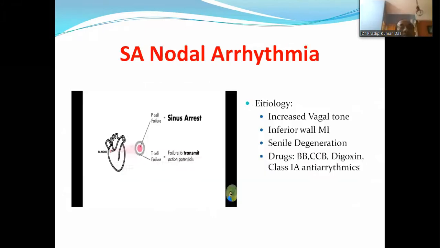We now move to the sinus nodal arrhythmia. As I told you, the P cell is in the center of the sinus node and the T cell is in the periphery, and P cell failure is called sinus arrest, and T cell failure is called failure of transitional action potential. It is caused by increased vagal tone, inferior MI, as it interferes with the blood supply of the sinus node, senile degeneration, which is very common, and drugs: beta blocker, calcium channel blocker, digoxin, class 1 and 1A antiarrhythmics.